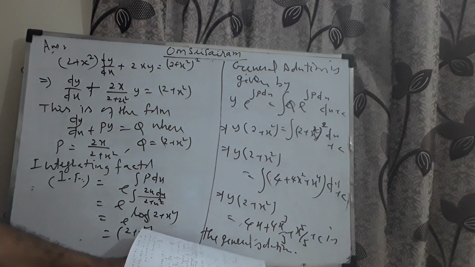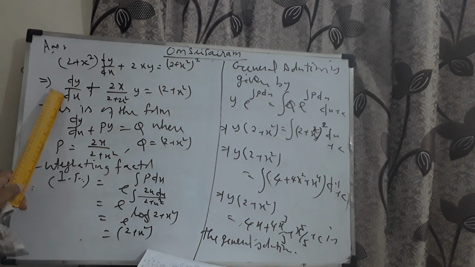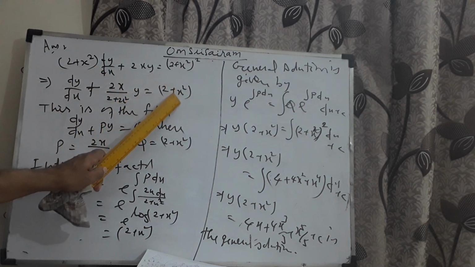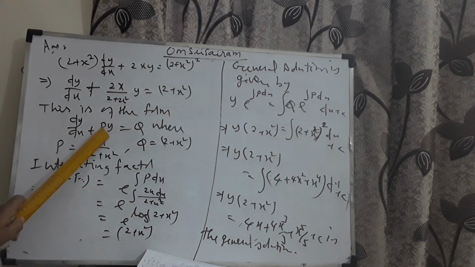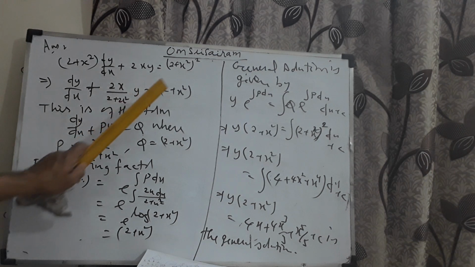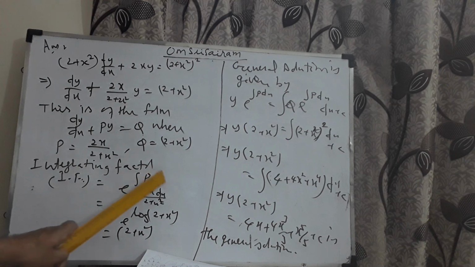You are given (2 + x²) dy/dx + 2xy = (2 + x²)². Divide throughout by 2 + x². Then 2x/(2 + x²) into y = 2 + x², as one (2 + x²) gets cancelled here. This is the form dy/dx + Py = Q, where P is the coefficient of y and the right hand side is Q. Now integrating factor is given by e^(∫P dx).